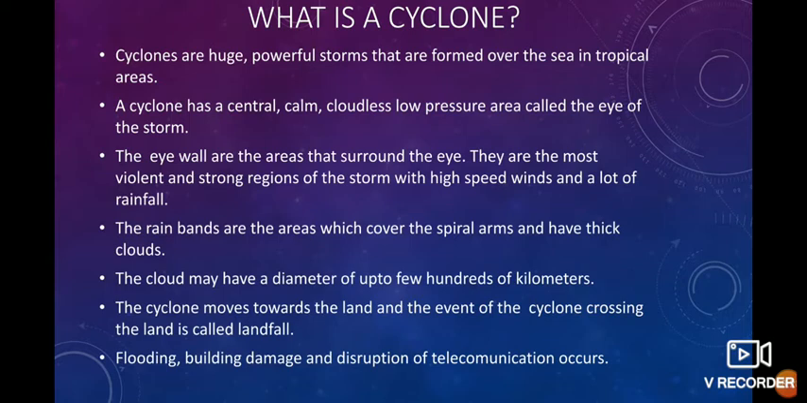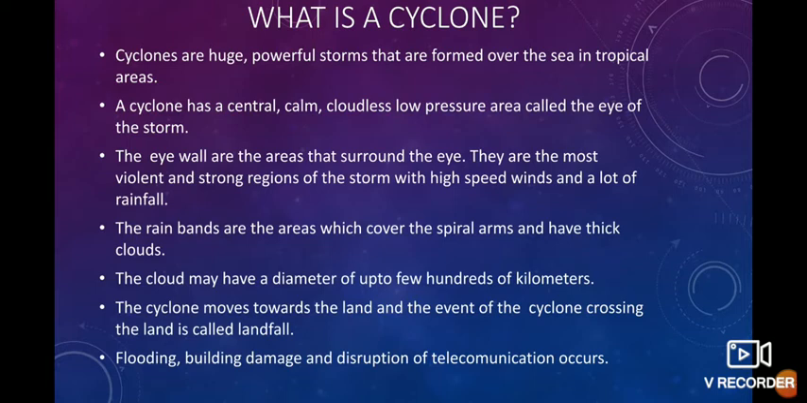The cyclone always twists and tries to move towards the land. The event of the cyclone crossing the land is called landfall. Once the cyclone hits the land, it gradually weakens because it does not get moist air.